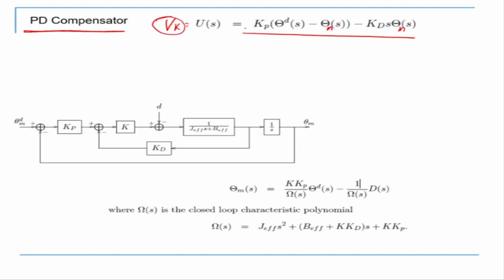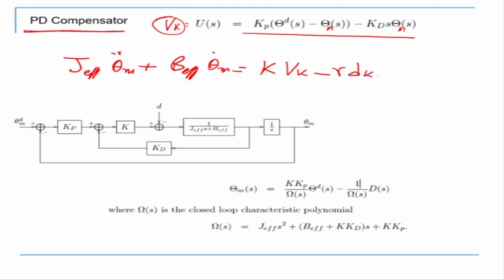So I take this Vk, or V in, and I put it inside the previous equation. Let me look at the previous equation. What was the equation that we wrote? We put it inside that one. My equation was J effective into theta m double dot plus B effective into theta m dot would be equal to K into Vk. In this case it is Vk plus minus r into dk.